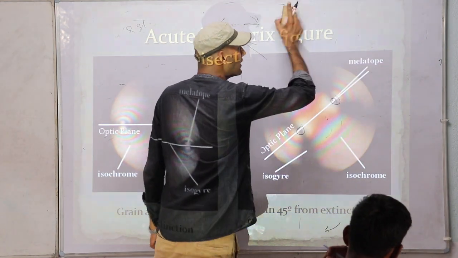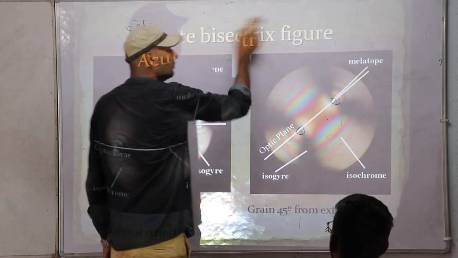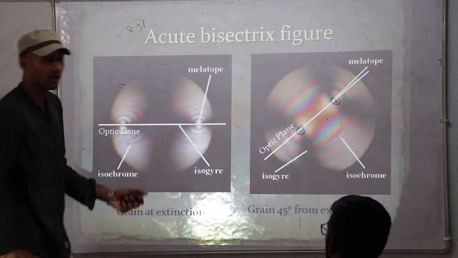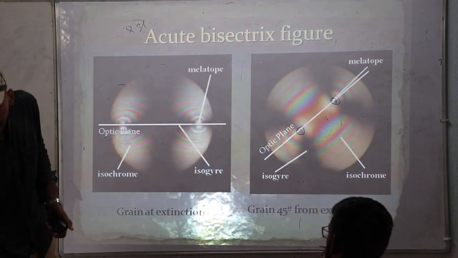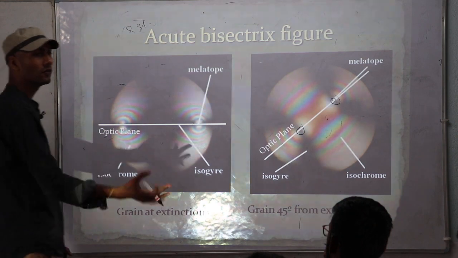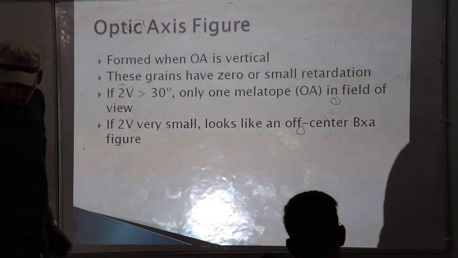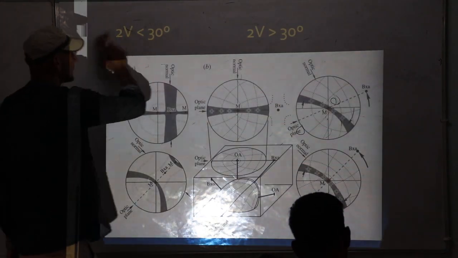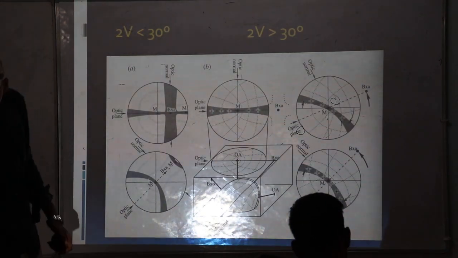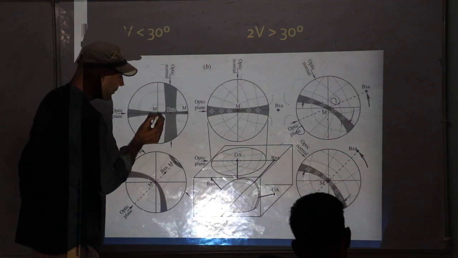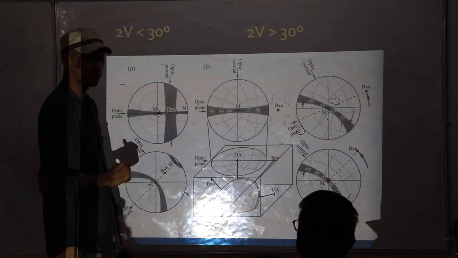And obtuse bisectrix figures, in general, will not show the melatopes because the angle is already greater than 90 degrees. You cannot view more than 60 degrees. Right? Then talking about the optic axis figure, what happens in the optic axis figure? One of the optic axes is at the center. You can see one of the melatopes at the center.